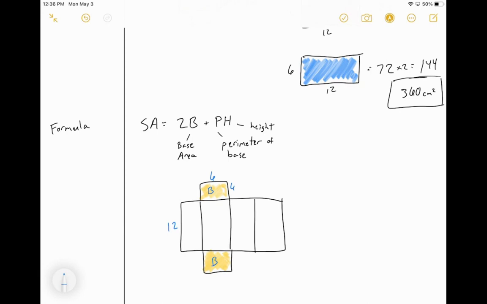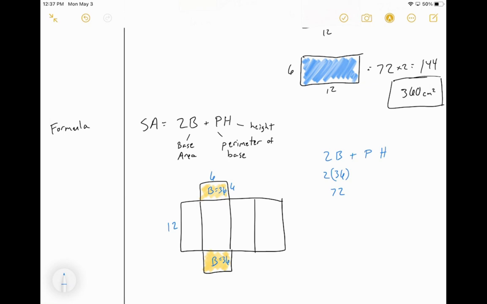Now notice, 6 times 6, which is 36, so I get 36 on both. Okay, so I've got two of them, right? So that's why it's called 2B, two bases. So 2 bases plus perimeter times height. 2 bases, which is 36. So 2 times 36 is 72. So we know that. Okay.